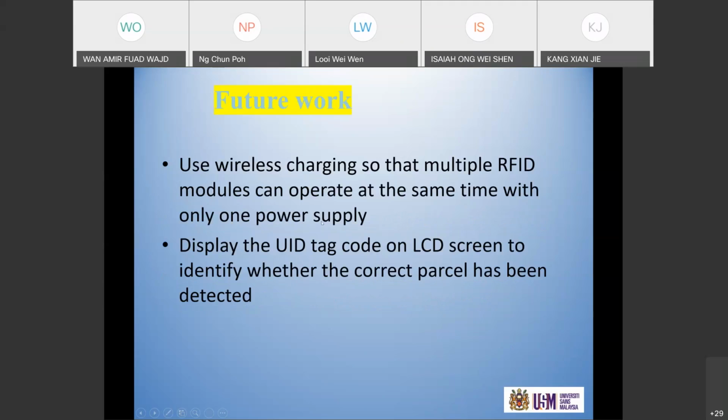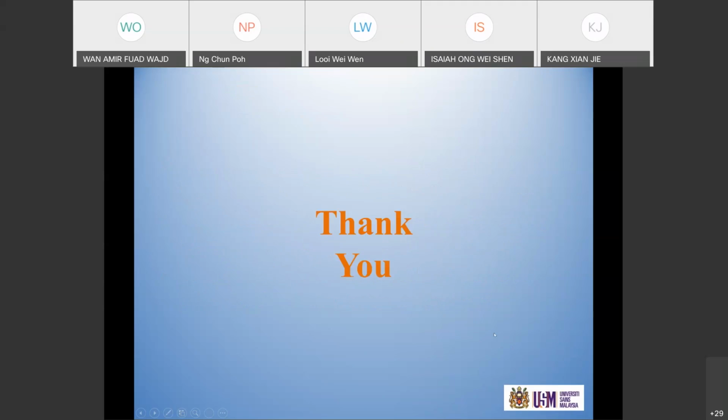For future works, we will try to use wireless charging so that multiple RFID modules can operate at the same time with only one power supply and also with fewer cables. Then we can display the UID tag code on the LCD screen to identify whether the correct parcel has been detected. So that's all from our group.